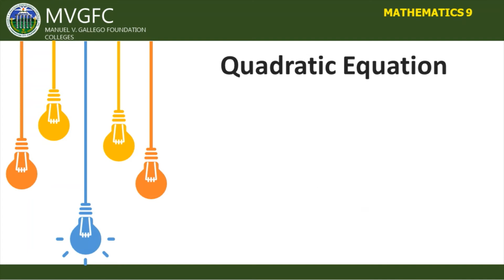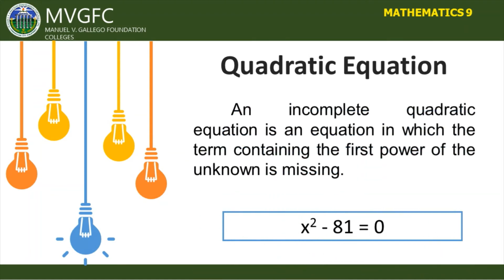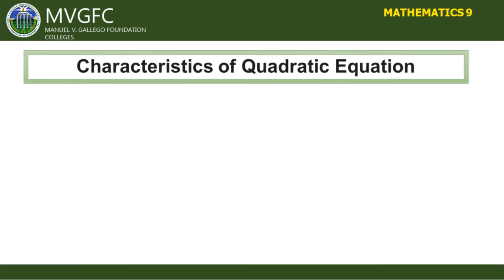Example is we have x squared plus 14x plus 33. Also, an incomplete quadratic equation is an equation in which the term containing the first power of the unknown is missing. Example is we have x squared minus 81, in which bx is missing.